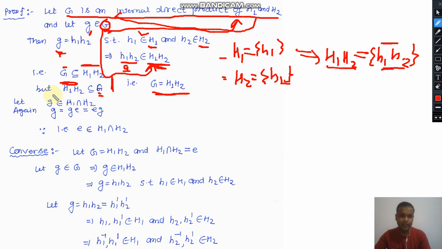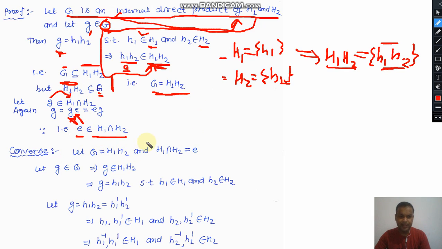Again, we are assuming any element g which is available in the intersection of H1 and H2. Because g can be written as the product with identity, it means this g as well as this e both will be available in the intersection of H1 and H2. So we can say that the identity will also belong to the intersection of H1 and H2.